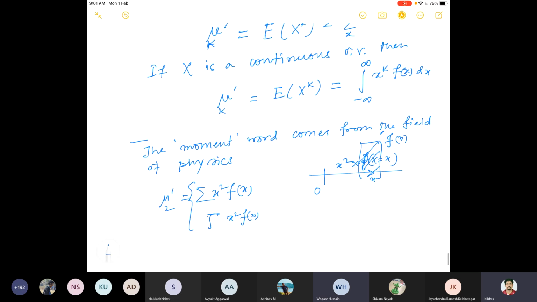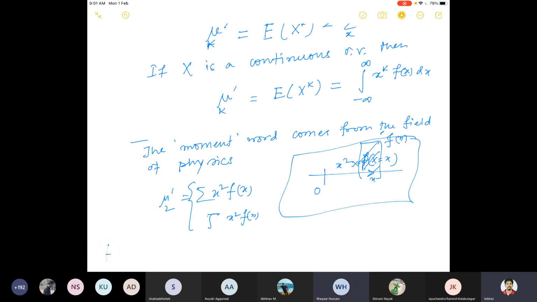And if you have moment of force, what about moment of force? Because torque is moment of force. So if f(x) is mass, then for a moment of inertia, it is very obvious that x square is the distance and f(x) is mass. So okay, we get it. But what about force, sir? No. What I'm saying here is that moment comes from moment of inertia. Mu 2 dashed is actually representing moment of inertia when it fits into that kind of setup or framework.